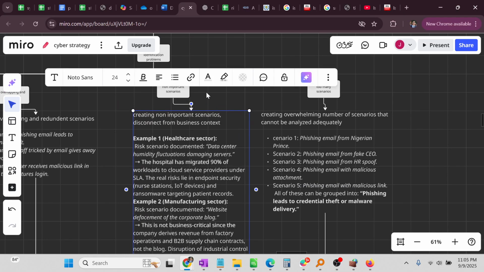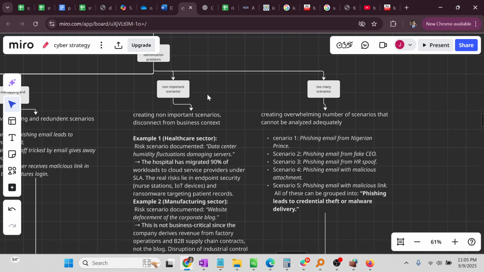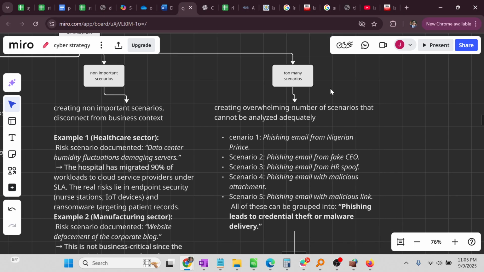So this is one scenario. You're just listing non-important scenarios and you are just wasting your time on those scenarios. Those scenarios just don't make any sense. Business leaders won't be happy seeing you with that kind of risk register and too many scenarios. So you are just creating too many scenarios, even though the scenarios are relevant, but you are doing it too detailed. For example, instead of saying phishing email from Nigerian prince, from a fake CEO, from HR spoof.